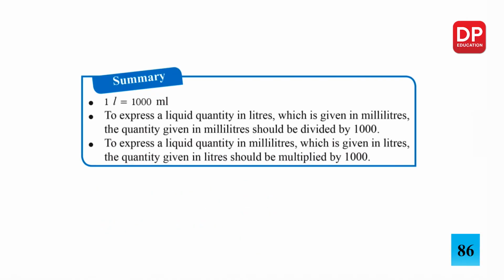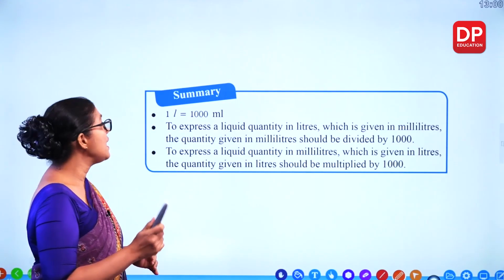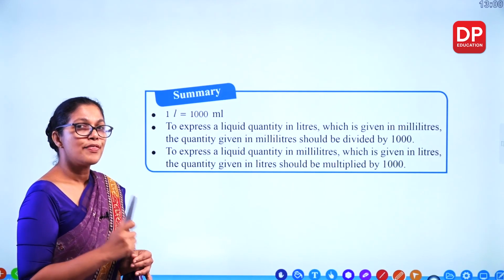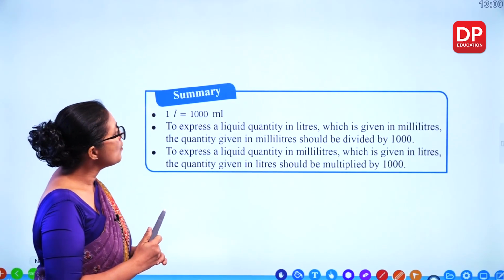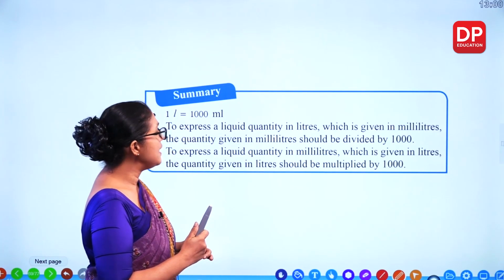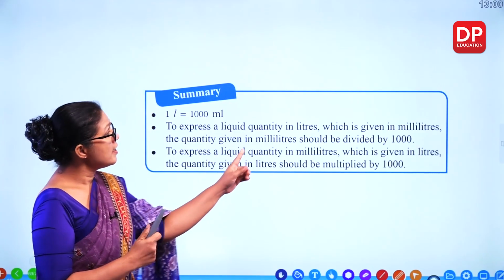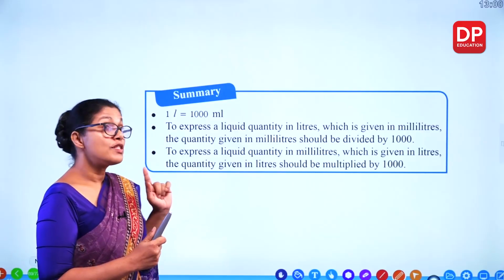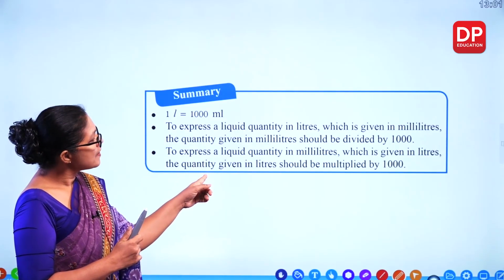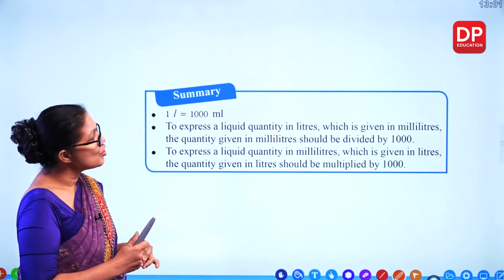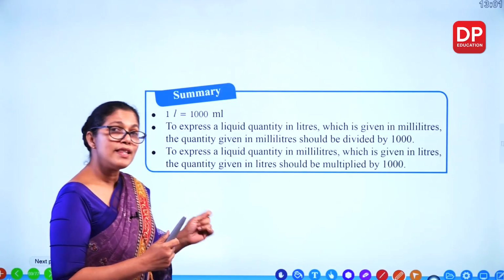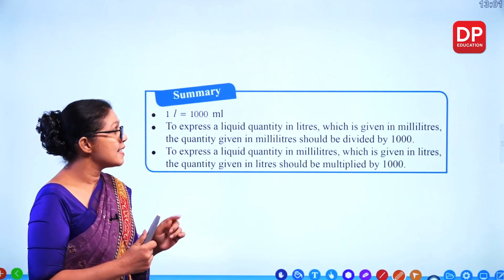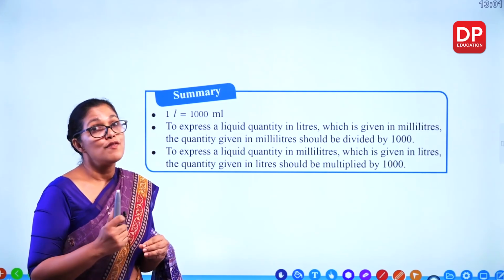So we covered all theory related to liquid measures. So what's the conversion between liters and milliliters? 1000 milliliters is 1 liter. So to express a liquid quantity in liters, which is given in milliliters, you divide by 1000, and to express a liquid quantity in milliliters, which is given in liters, you multiply by 1000. So practice all the exercises and examples in this lesson because you need this in future lessons.